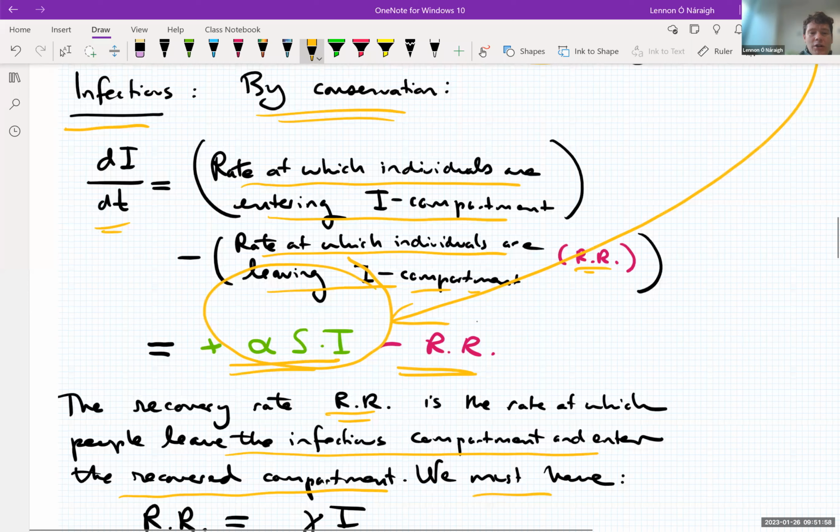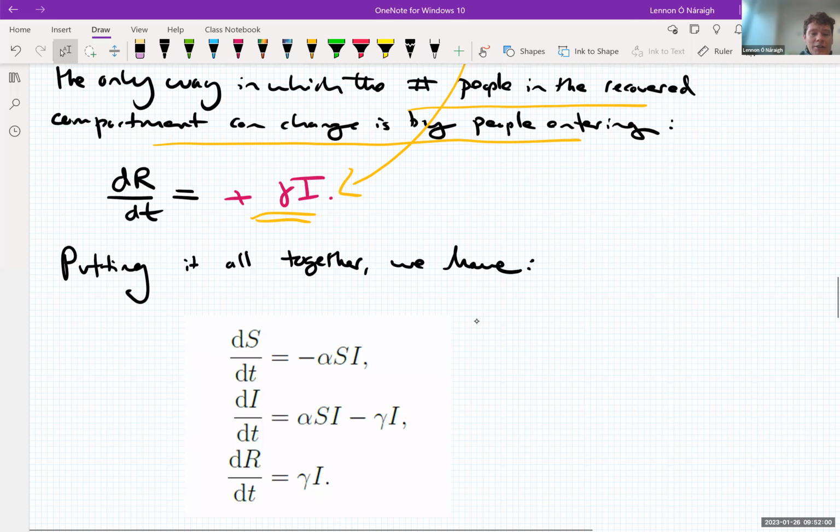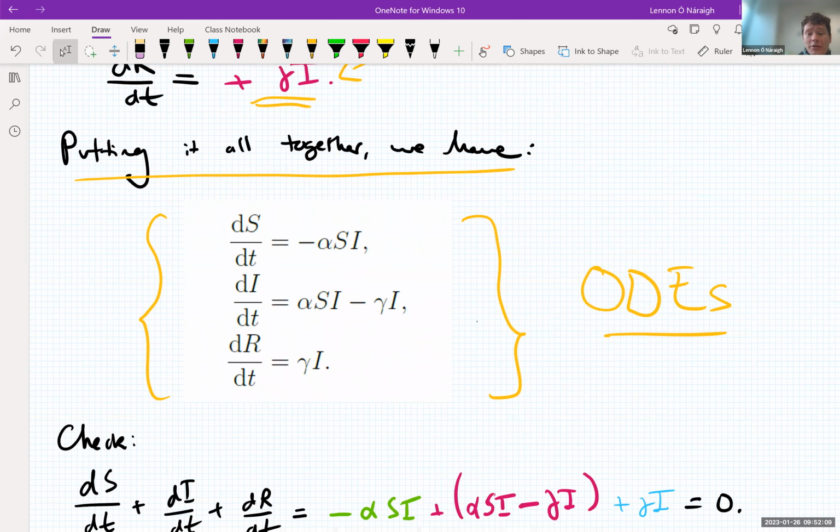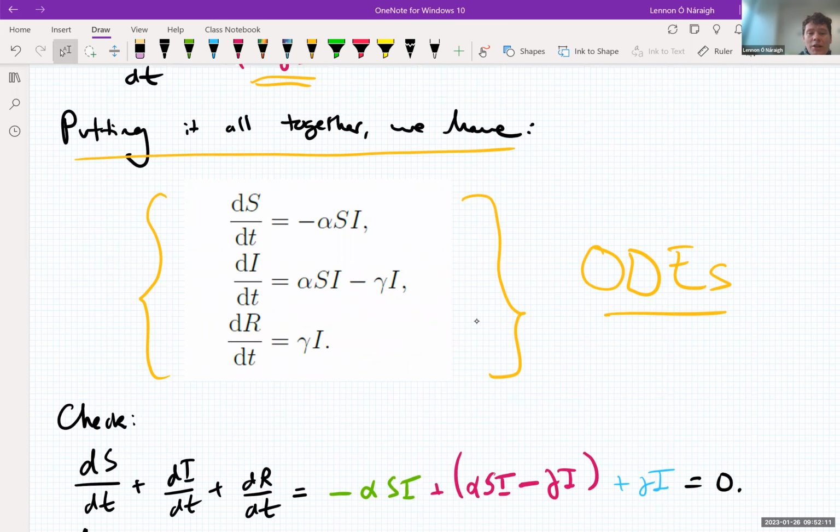Okay, so we put it all together and we get this set of ordinary differential equations, or ODEs. And you see it's a coupled set of differential equations. We have three of them, and they're all interacting somehow, because this is the S equation and it contains an I. The I equation contains an S, and the R equation contains an I. So they're all mixed up, or coupled.